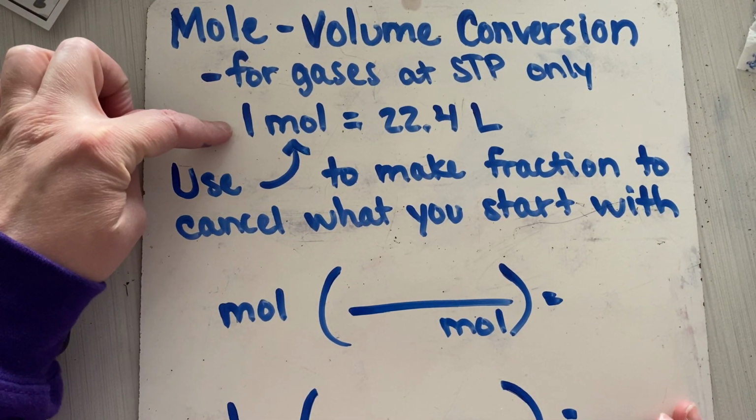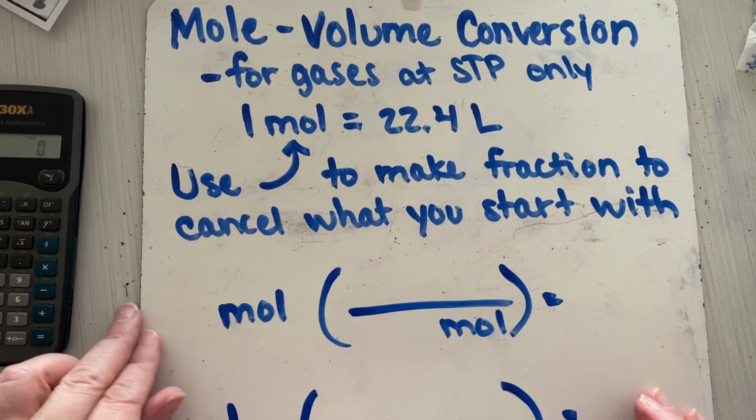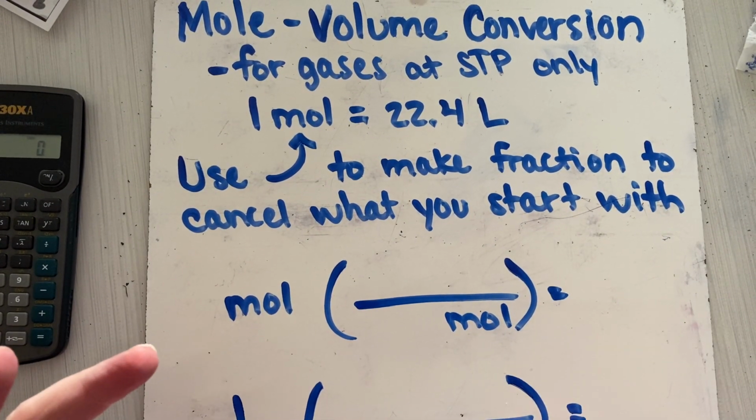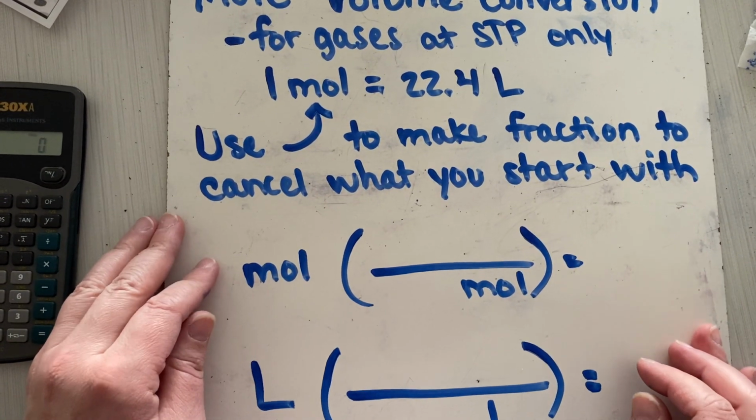Okay, so 1 mole is going to be 22.4 liters of volume. So think of a balloon: how much space it takes up is how big your balloon would be. Now, most of your balloons aren't going to get that big.